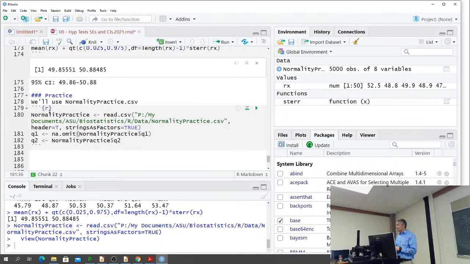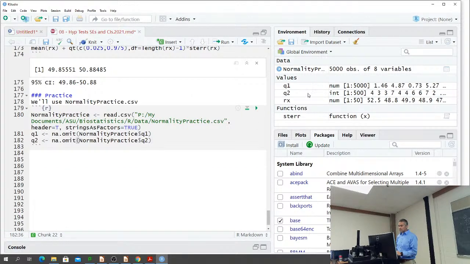na.rm will remove it in our mean and standard deviation functions. I'm going to use na.omit. So I'm going to take the vector, omit all the missing data points, and then save it as a new vector. That way I don't have to type this normality practice Q1 over and over again, and we don't have any missing data. All right, so we're going to use just these two vectors. I'm going to make sure I run the chunk. So I have Q1 and Q2.